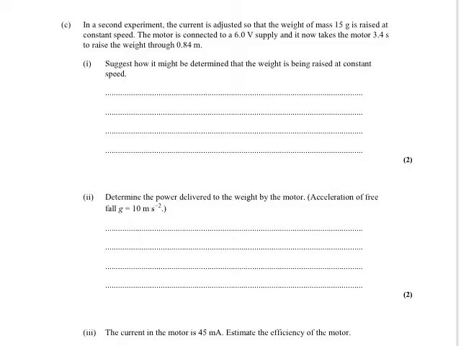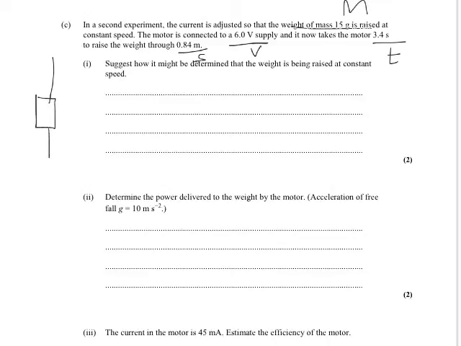In a second experiment, the current is adjusted so that the weight of mass 15 grams is raised at a constant speed. The motor is connected to a 6-volt supply, and it now takes the motor 3.4 seconds to raise the weight through 0.84 meters. Suggest how it might be determined that the weight is being raised at a constant speed.